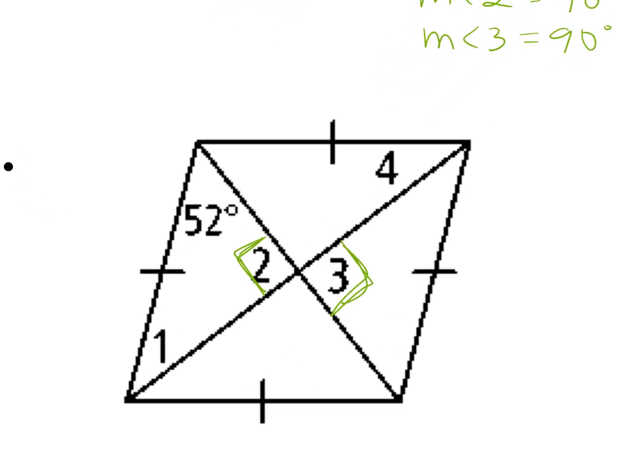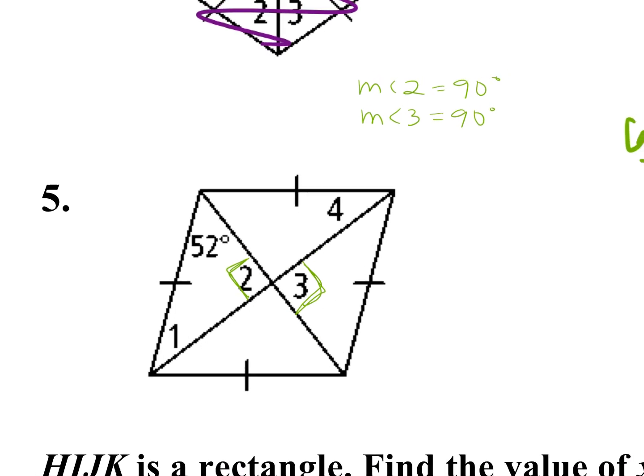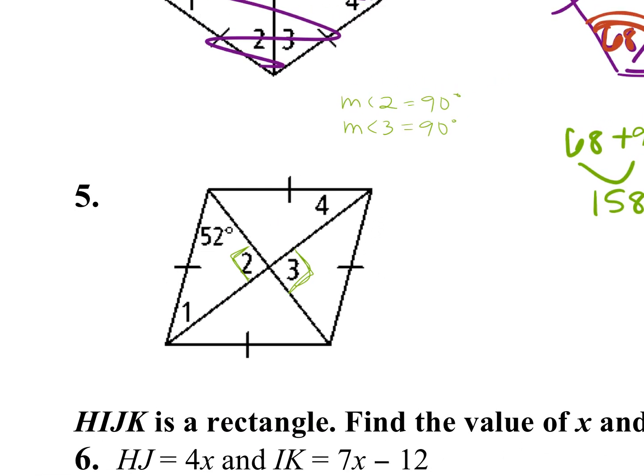Okay. So how do you find the measure of angle 1? You add 90 and 52 and subtract. Right. 90 plus 52 plus the measure of angle 1 equals 180, because it has to make a triangle, right? So angle 1 is 38. And then 4 is the same thing.